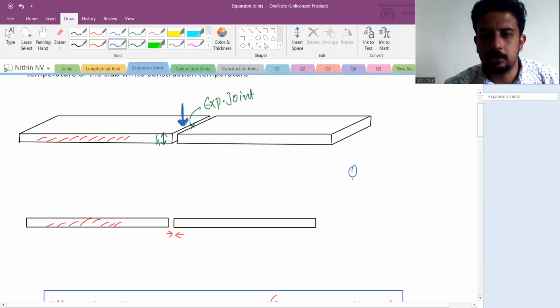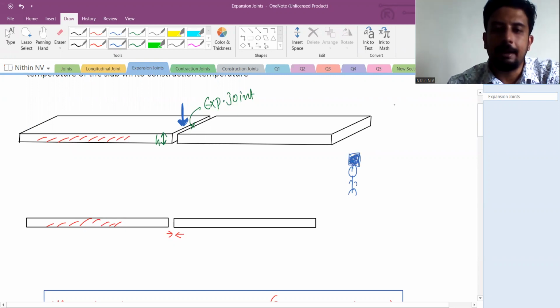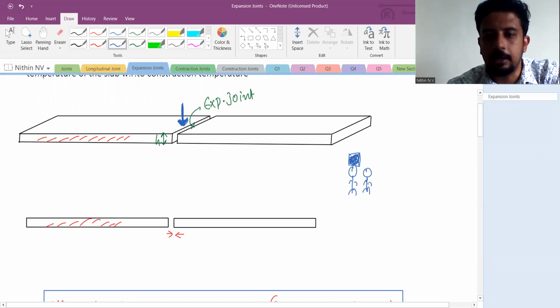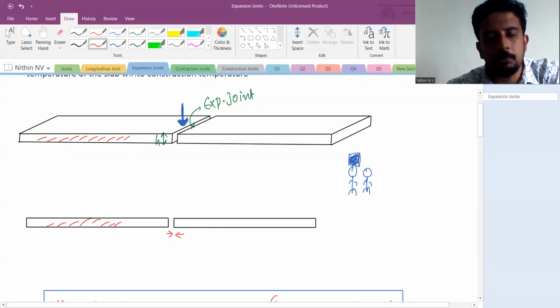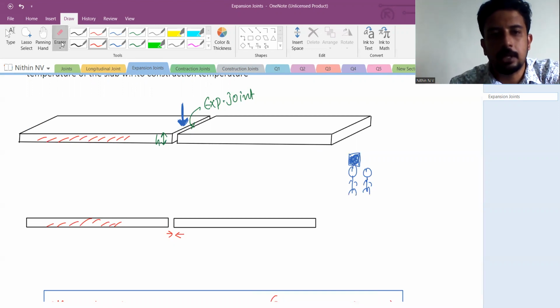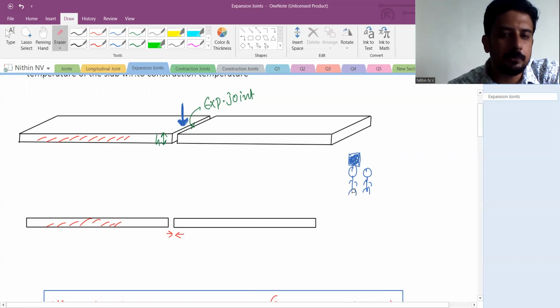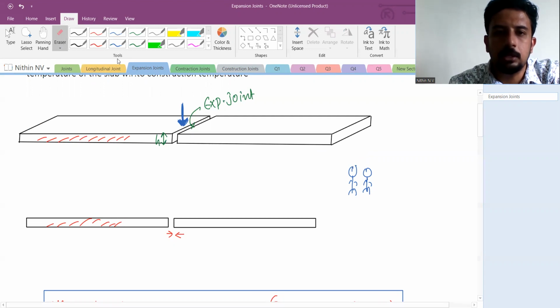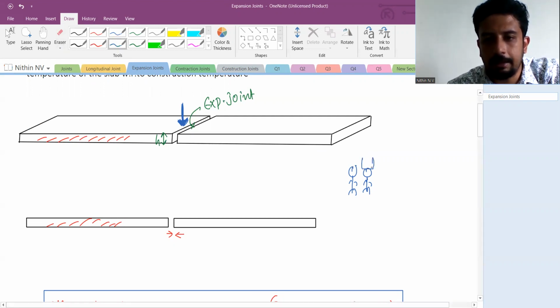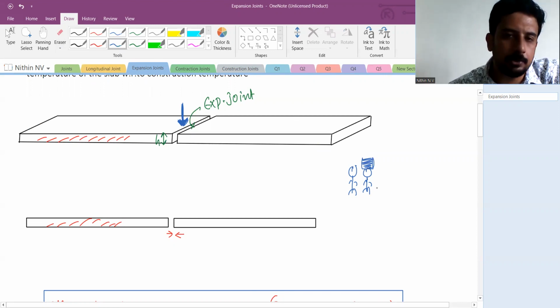Just imagine one person standing here who has to carry a big load on his head, and there is another person standing next to him, but he is not helping. This is the first condition. After some time, the same load will be transferred to the second person's head. At this point in time, only the first person is carrying all the load on his head. Now, after some time, he gives this load to the second person, and the first person does not help.